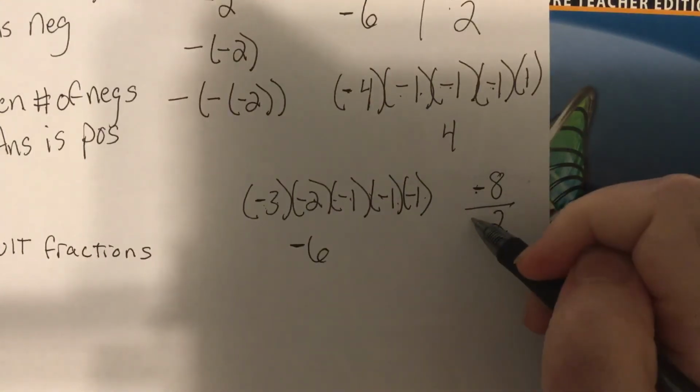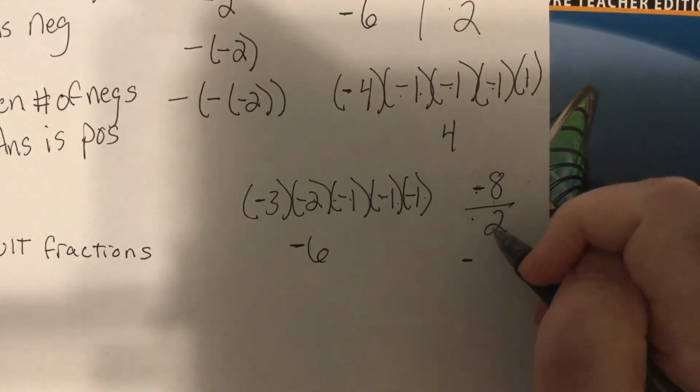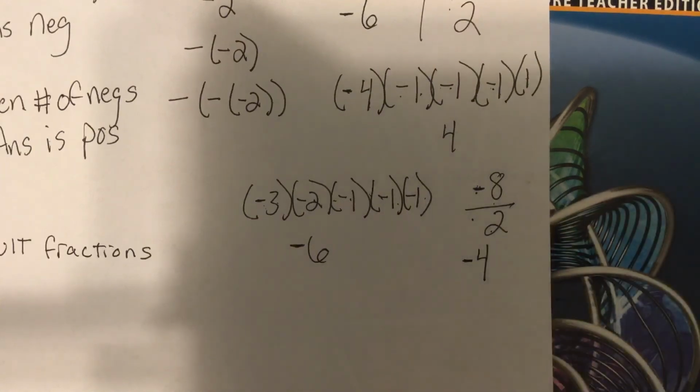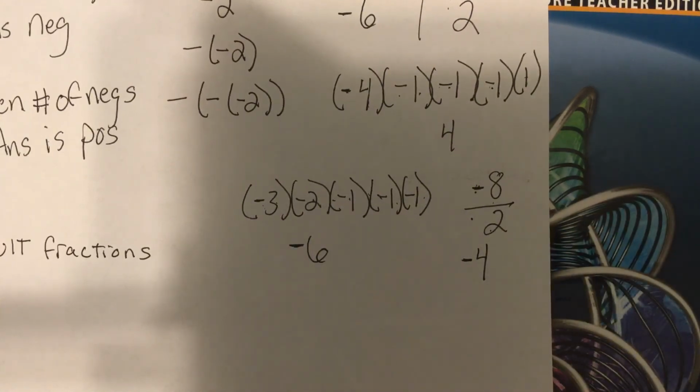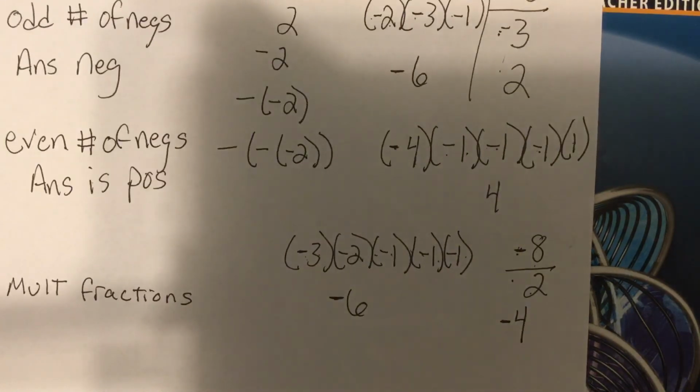1 negative and a positive, but 1 negative, 1 is odd, so it's negative, and then 8 divided by 2 is 4. Hey, hey, hey, life is good. So I think we're done with this one.